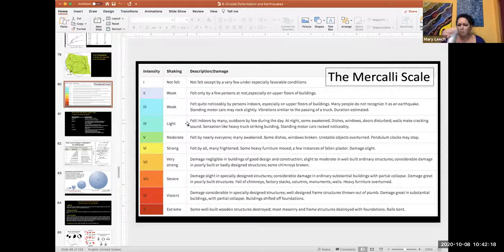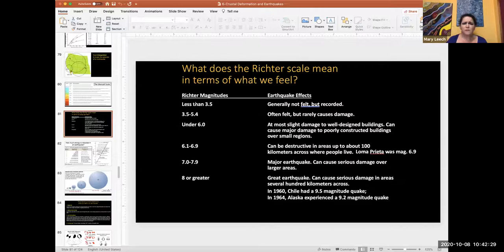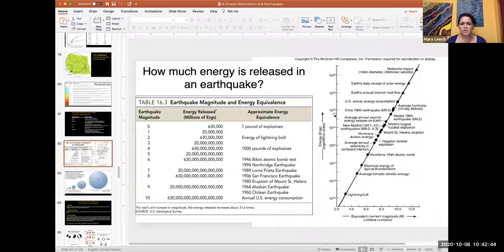But the Richter scale is a quantitative measure. This one goes from 0 to 10, and it is directly related to the amount of energy that's released during an earthquake. That's where we come up with this diagram. It shows the earthquake magnitude from 0 to 10 and the corresponding energy released, so that you can see the relationship. Then it gives you the approximate energy equivalence. A magnitude 6 earthquake is similar to the 1994 Northridge earthquake, where we were talking about the blind thrusts in the LA Basin, or even the atomic bomb test on Bikini Islands.